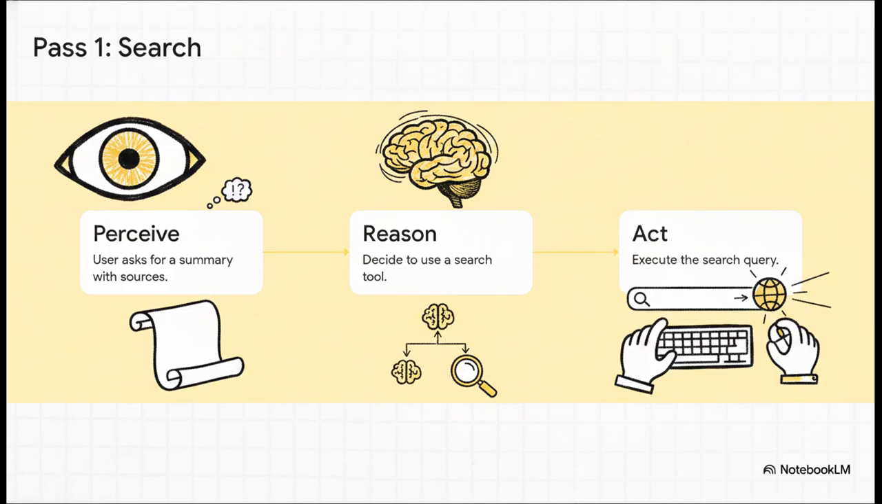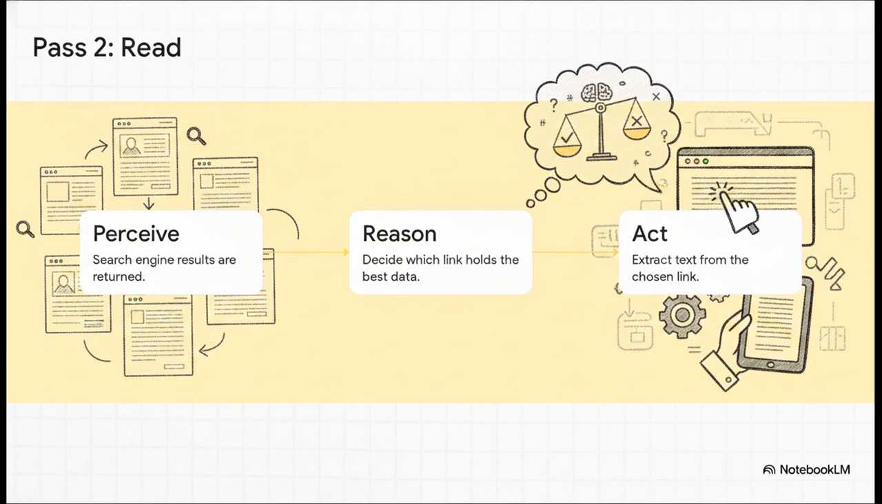The agent boots up. What does it perceive? Just a blank slate containing your initial prompt, research this topic, and provide a summary with sources. Next, it enters the reasoning phase. It analyzes that perception and realizes, okay, I don't have this specific information in my internal data, so I need to go find it. It routes itself to the best next step. Finally, the action. It executes a query using its web search tool. Pass 1 is done.